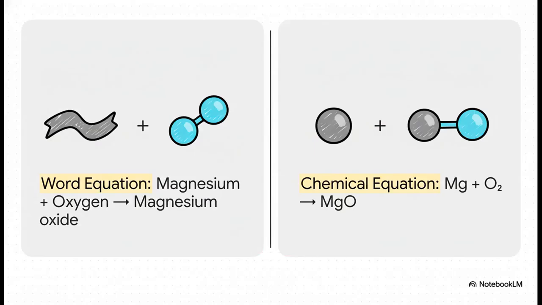Here, you can see the difference so clearly. On the left, we have our word equation, and on the right, we have the chemical equation using symbols. We write Mg for magnesium, O2 for oxygen, and MgO for magnesium oxide. Just look how much shorter it is, and it actually contains more information.